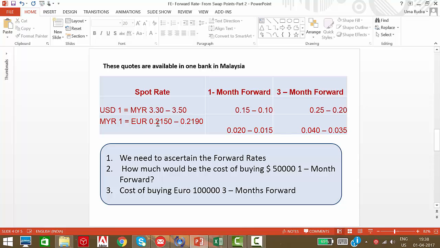0.2150 and 0.2190. It is expressed in two-way quote, as you are clear, I think, by this time, that bid rate and ask rate. And 1 month forward swap points given for euro 0.020 and 0.015, and 3 month forward 0.040 and 0.035. So we need to ascertain the forward rates, because spot rate is given, swap points are given. And how much would be the cost of buying 50,000 US dollar 1 month forward, and how much would be the cost of buying 100,000 euro 3 months forward. So that's the illustration.